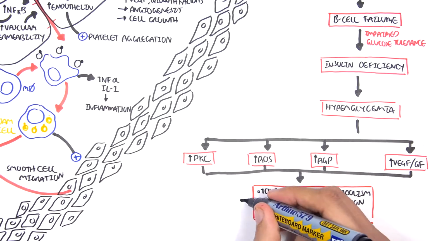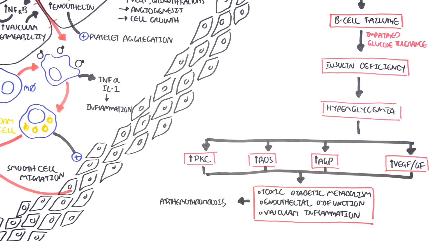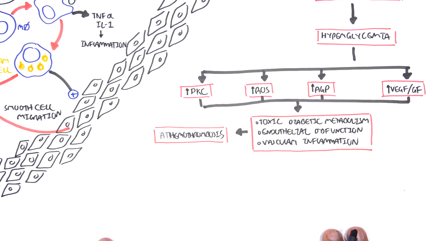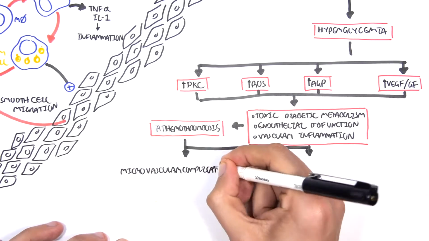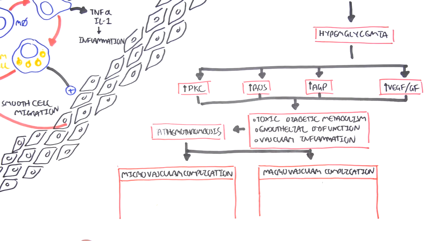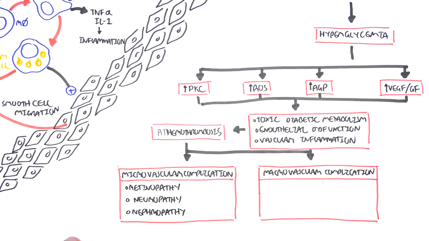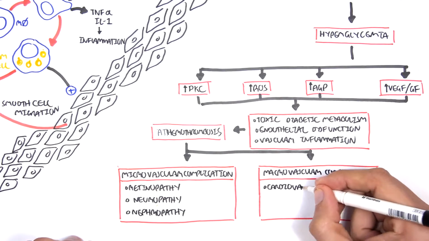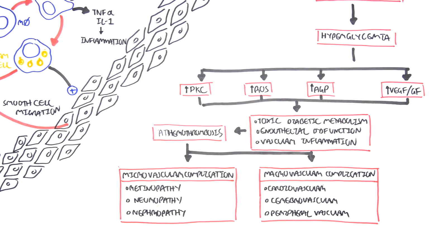This also leads to atherothrombosis. Together, they eventually lead to the microvascular and macrovascular changes we see in diabetes, which, if you remember, microvascular include retinopathy, neuropathy, and nephropathy. Macrovascular changes include cardiovascular, coronary heart disease, cerebrovascular disease, and peripheral vascular complications.